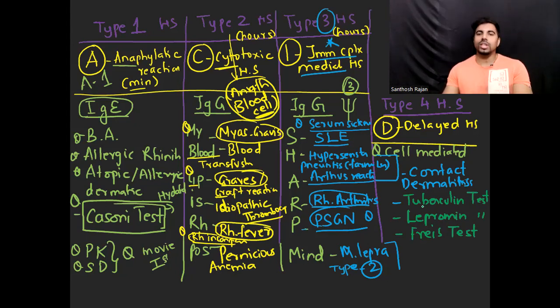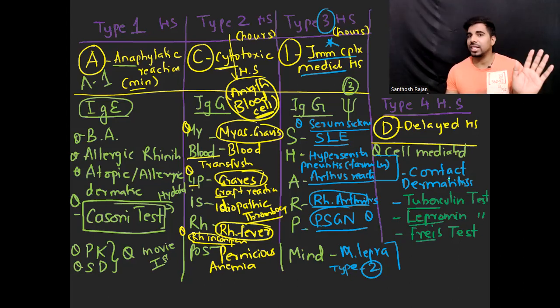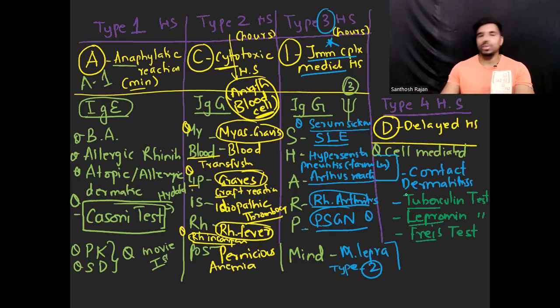So these are the types. Anaphylaxis will be type 1, but tuberculin, lepromin, Frei will come in delayed hypersensitivity. Anything related to contact with IV, some metals or whatever, and the patient got dermatitis for months, anything like that comes, that is type 4 delayed hypersensitivity reaction.